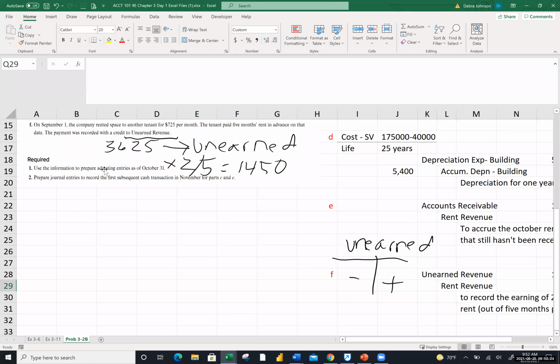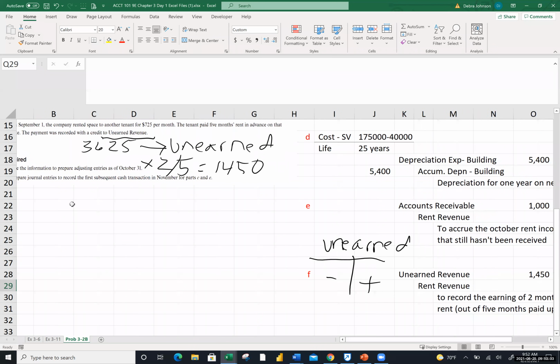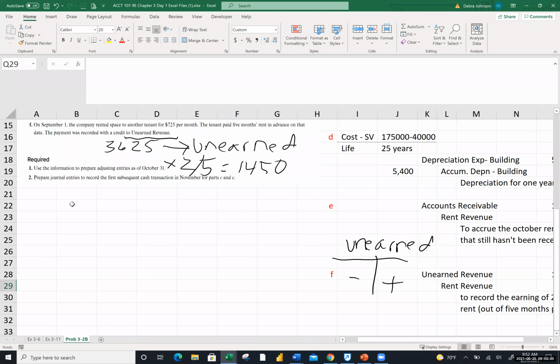We did number 1. It says prepare the adjusting entries. Boom, we got that. Here's the part where I'm going to get the emails. Number 2 says, and by the way, never do I not like your emails. I don't mean that like, oh, a drudgery. I just mean this is where I'm going to need to be prepared. And Julie, you're going to be getting questions too. Prepare journal entries to record the first subsequent cash receipts or cash transactions for November for parts C and E.